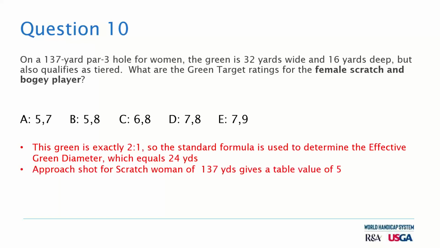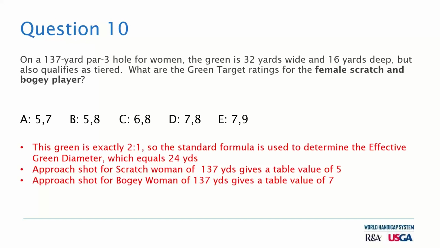Looking in that column 4 again for the green target table, the approach shot for the scratch woman is 137 yards, and that gives us a table value of 5. The approach shot for the bogey woman, which is the same because we're starting at the tee, is also 137 yards, and that gives us a table value of 7. So we've got our 5, we've got our 7.